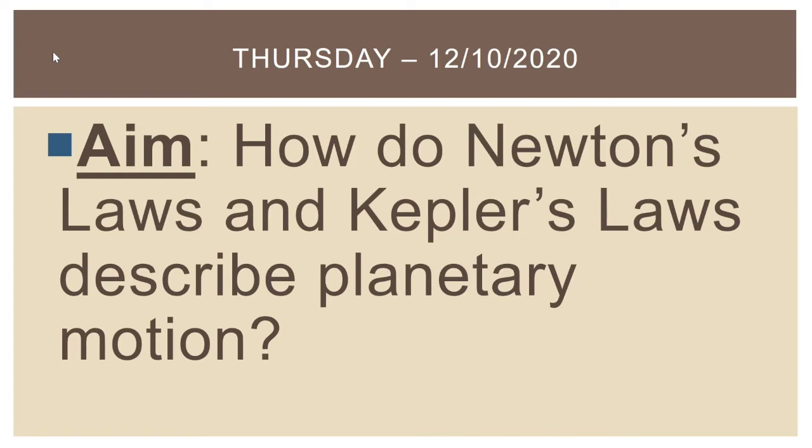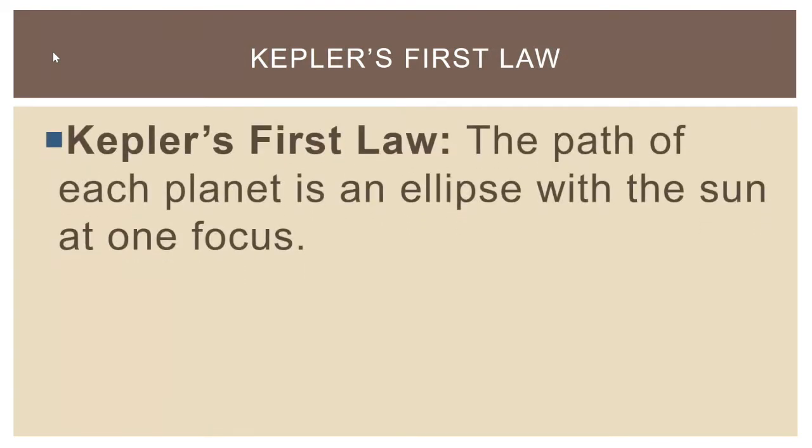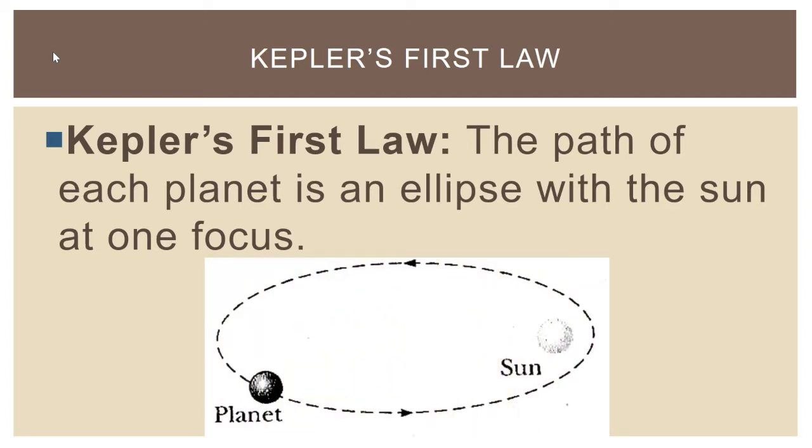If you remember back from yesterday, Kepler's first law of planetary motion says the path of each planet is an ellipse with the sun at one focus. The basic idea here is that this law simply describes how planets move when they are in orbit around the sun. As it turns out, this is not just true for planets orbiting the sun. It's not just true for the solar system. It's really true for any object in orbit around any other object.